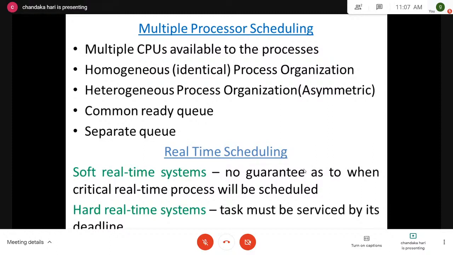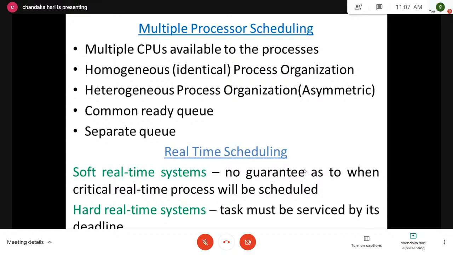Whereas in the case of heterogeneous processor organization, if any process is compiled on one particular CPU, it should be executed on the same processor. It cannot be executed on any other processor. Why? Because let us take i3 and i7. The addressing modes and instruction formats of i3 are completely different from those of i7.